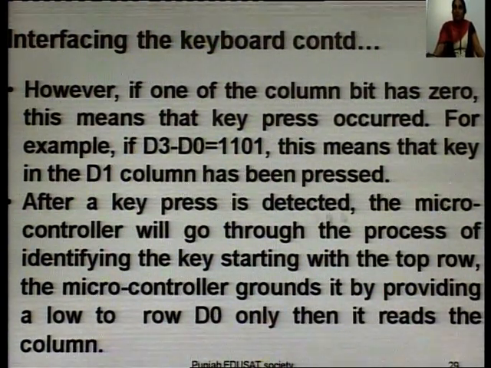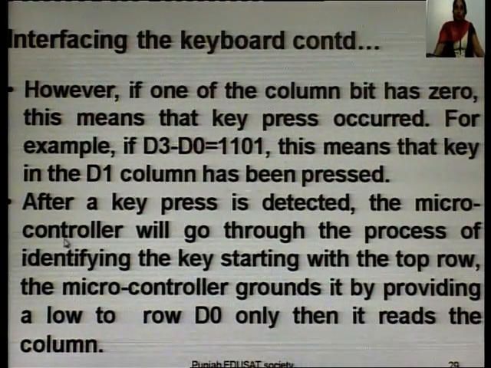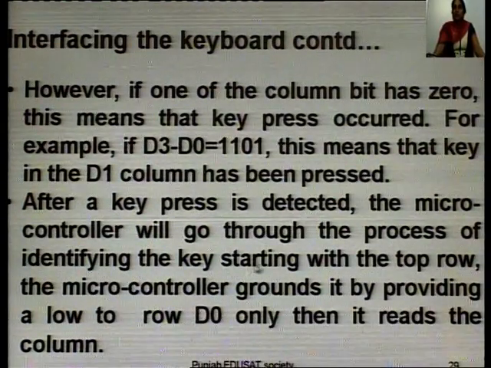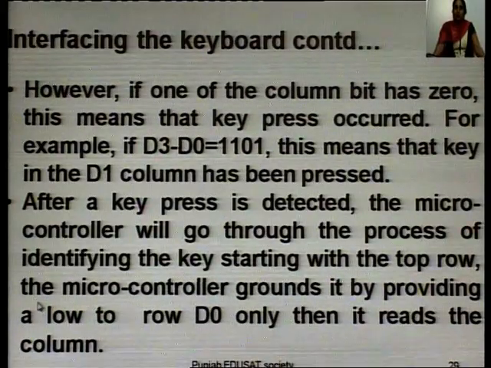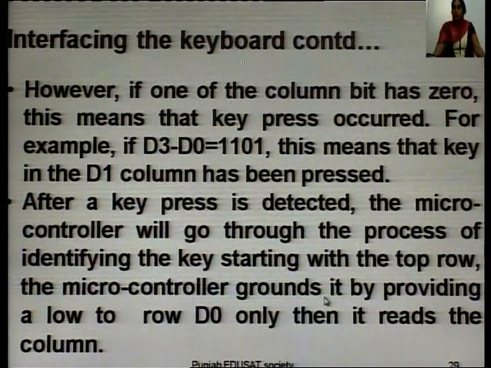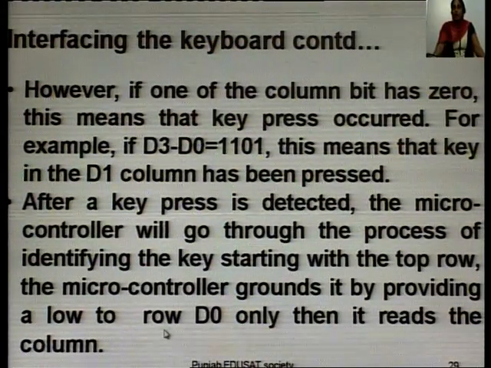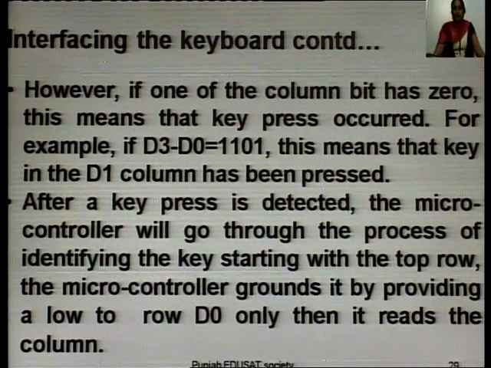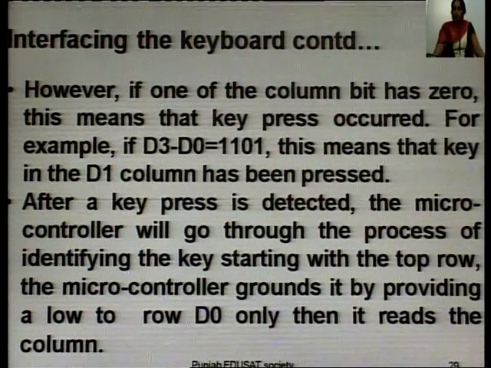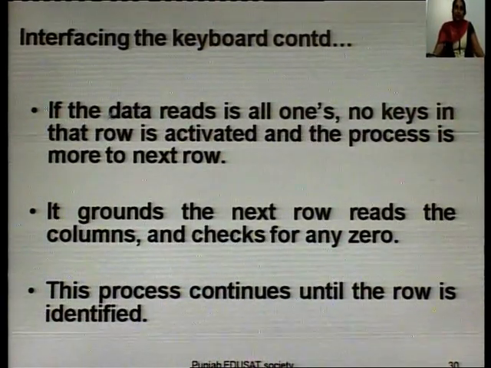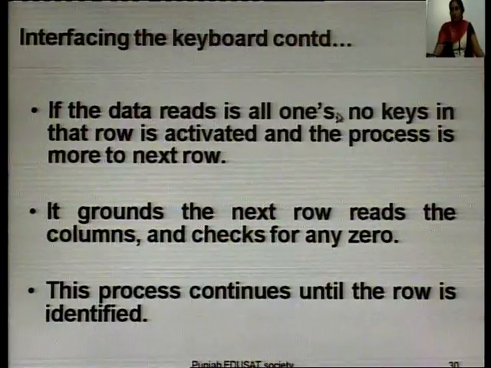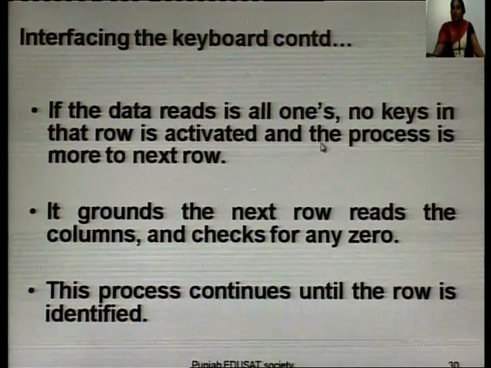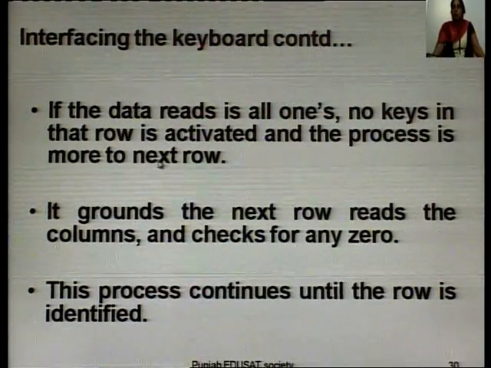After a key press is detected, the microcontroller will go through the process of identifying the key, starting with the top row. The microcontroller grounds it by providing a low to row D0. Only then does it read the columns. After that, we ground row D1 and so on. If the data read is all ones, no key in that row is activated and the process moves to the next row.